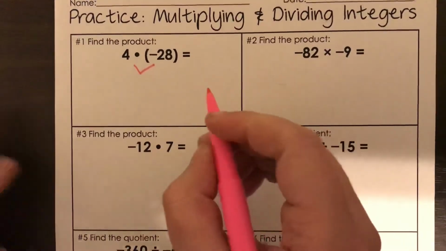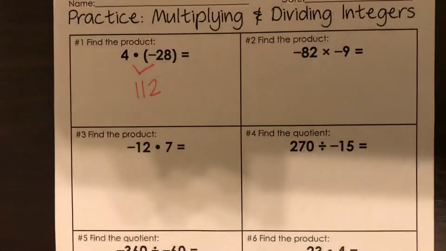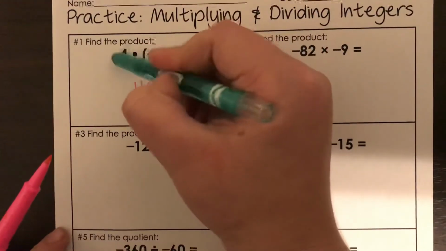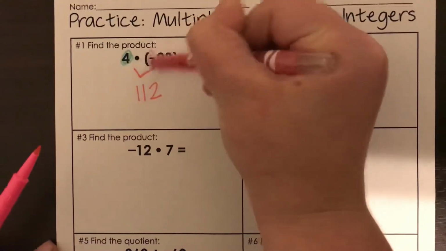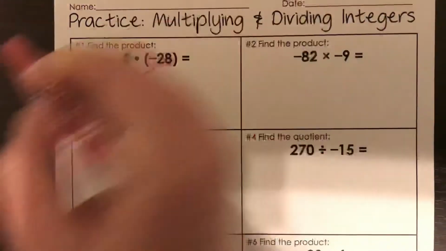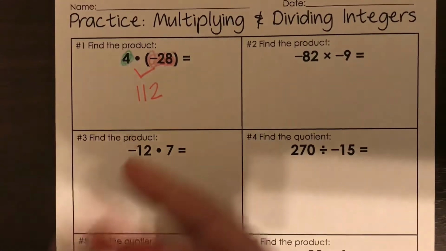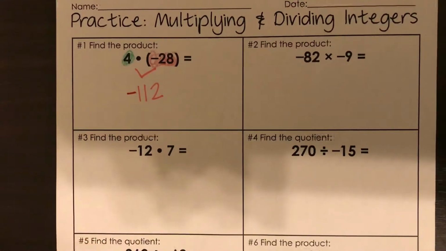4 times 28 is going to give me 112. Now I need to determine, is this positive or negative? Remember, our first number 4 is positive. Our second number is negative 28. So we have two numbers with different signs. Remember, like we said, different signs mean your answer is going to be negative. So the answer is negative 112.